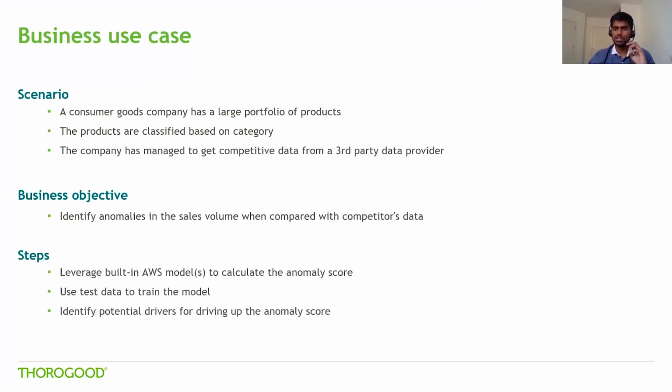So to achieve this sort of identification of anomalies within the data set, we need to build an anomaly detection model. And in this example, we are using a built-in AWS model, random cut forest, which we'll cover in a minute. We have also created test data for training the model and have included some custom logic, which we'll cover as we walk through the code.